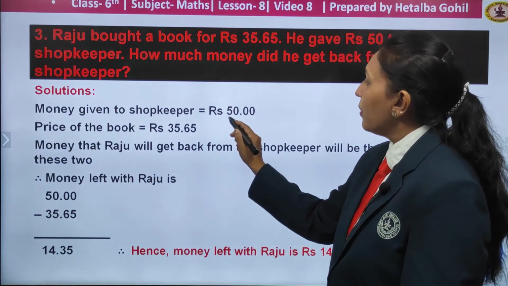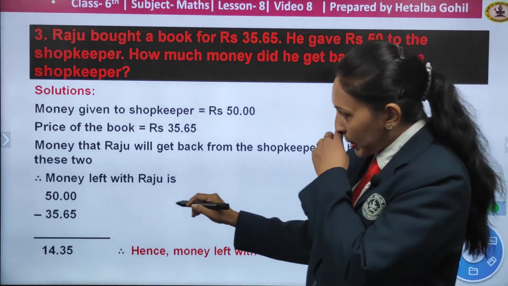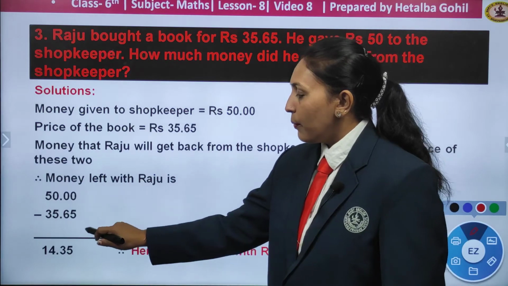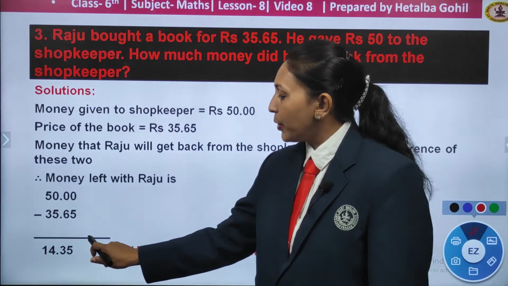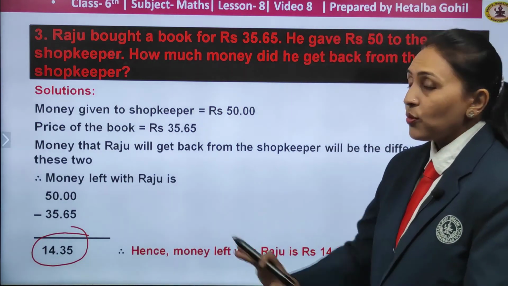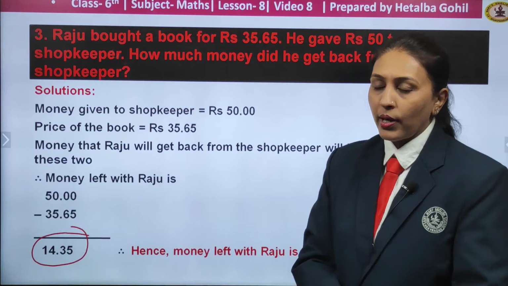So I have to subtract 35.65 rupees from 50 over here. You can see here 50 minus 35.65. When I subtract it, I am going to get the balance left, that is 14.35. So this much amount will be given back by the shopkeeper to Raju.